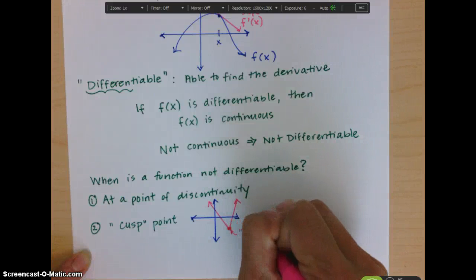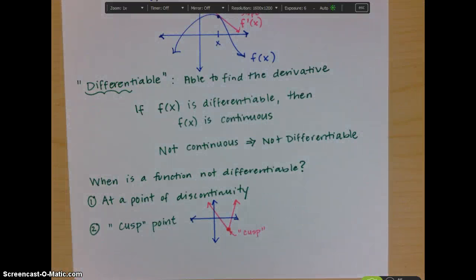And we could not find the derivative of this function at that point. Okay, so we're not differentiable at a cusp point. We're still continuous, there's no problem there, but we're not differentiable at any cusp point.